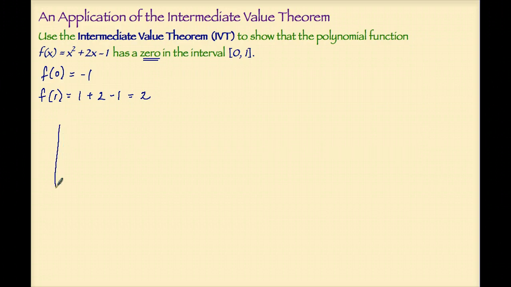What does this mean graphically? At 0, we have a function value of -1. At 1, we have a function value of 2. To get from -1 to 2, we had to cross the x-axis somewhere between 0 and 1. There's no way to get from -1 to 2 without crossing the x-axis. However, are we guaranteed that this occurred?